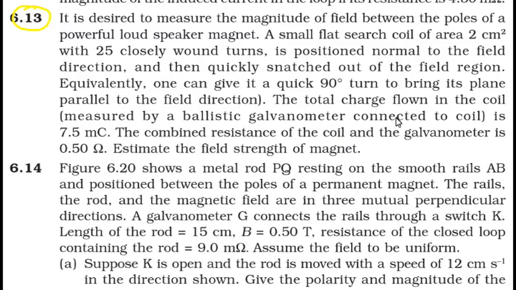The total charge flown in the coil is 7.5 microcoulomb. The combination of resistance of the coil and the galvanometer is 0.5 ohm. Estimate the field strength of the magnet. You have to find B. B is equal to question mark. Okay, let us see the solution.